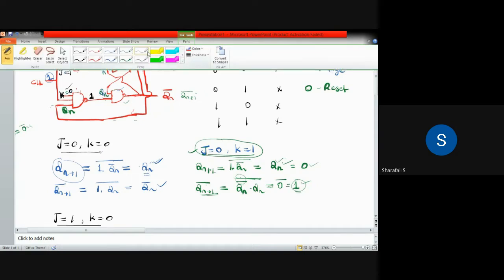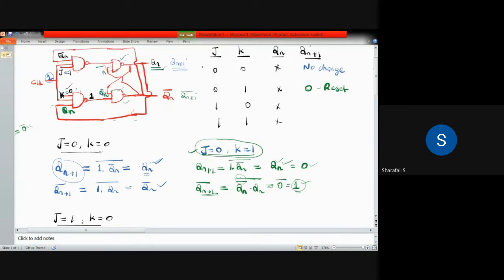Okay, so here it is 1, and this Qn will come from the output taken from this side. So this is 0, and this will be 1, the output of this NAND gate. And here we have Qn bar, clock is 1, and J equal to 1. So here we will get 1 dot Qn bar whole bar. That will be equal to Qn itself, right?